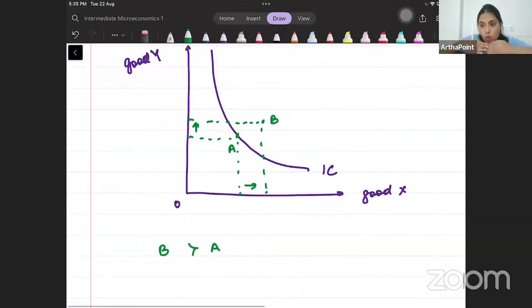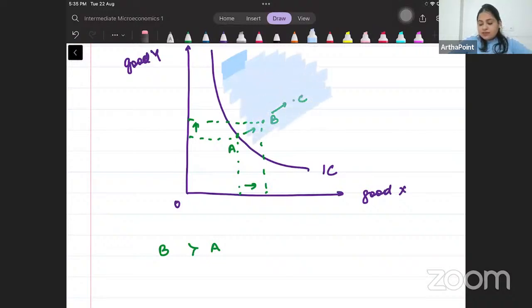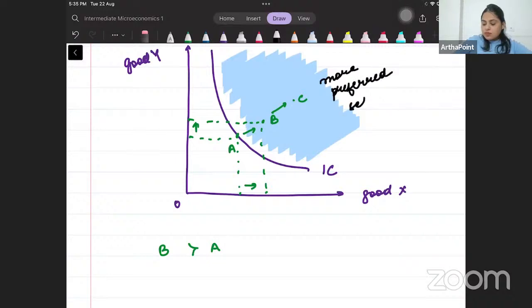Therefore A के ऊपर का जो रीजन है, जैसे यहाँ पे पॉइंट B हो गया या पॉइंट C हो गया, ये रीजन हो गया मोर प्रेफर्ड रीजन. सो एक्चुअली हमने एक पॉइंट के लिए प्रूव कर दिया. वी डोंट हैव टू प्रूव फॉर ऑल पॉइंट्स, बट ऑल पॉइंट्स अबव दिस IC, all this region beta, this region is known as more preferred set. ठीक है. It is called as more preferred set because of monotonicity, because more is preferred.